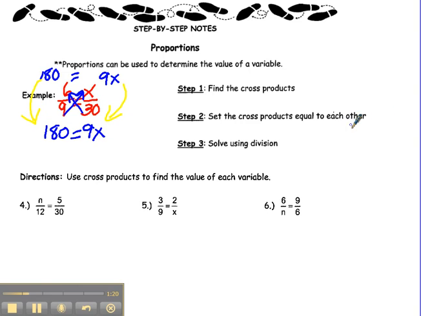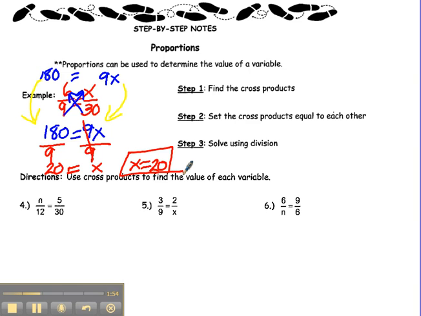Step 2, set the cross products equal to each other. That's just what we did. And step 3, solve using division. Our variable here is x. It's being multiplied by 9. The opposite operation is to divide by 9 on both sides. What you do to one side, you want to do to the other. The 9's cancel. X equals, and 180 divided by 9 equals 20. Rewrite your solution. X equals 20, and square or circle it.